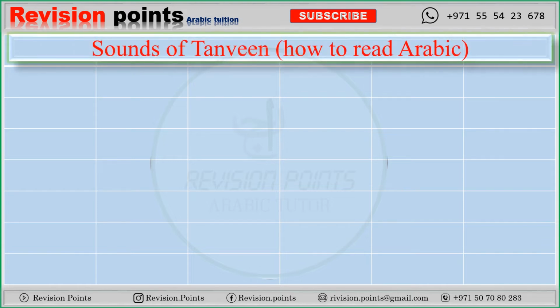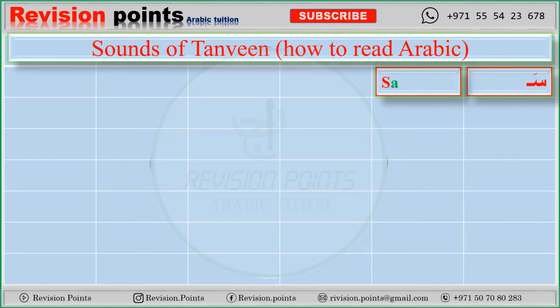Here are some examples of Tanveen. Seen with Fatha is SA. Lam with Fatha is LA. Meem with double Fatha is MAN. Salaman.